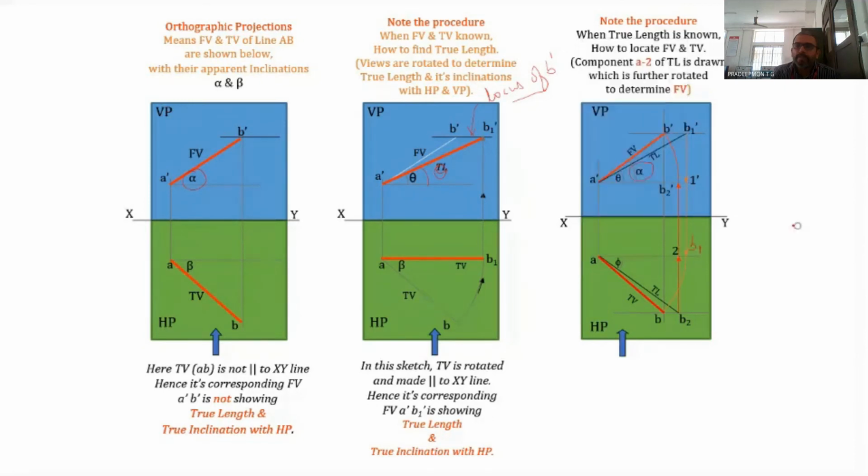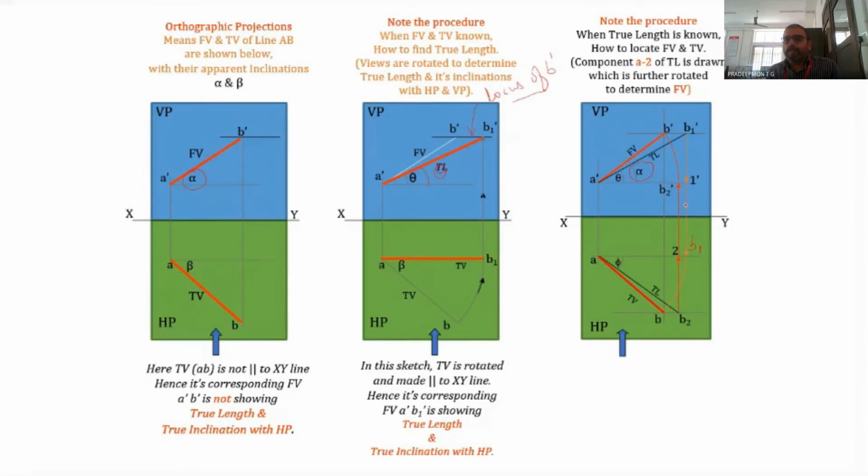The importance of that point is that in the case of this figure itself, in the front view, the line A dash B1 dash has the true length, and it is making an angle equal to theta. Theta is the true inclination with the HP. So in the front view, it is giving the true length and true inclination. We know that when the front view gives you the true length and true inclination, the top view should be parallel to the XY line. So in that case, the top view AB1 should be parallel to the XY line.